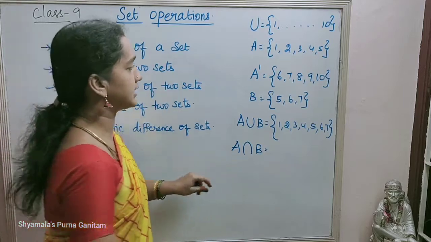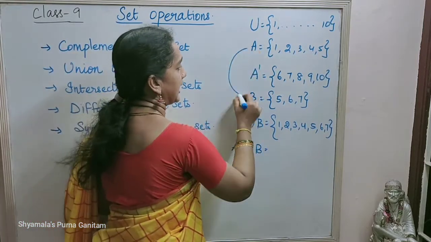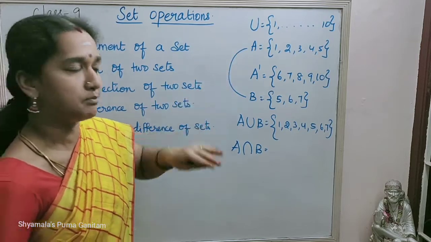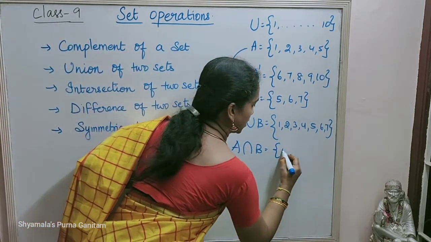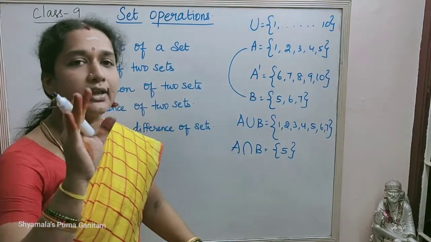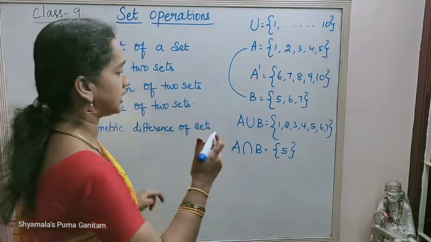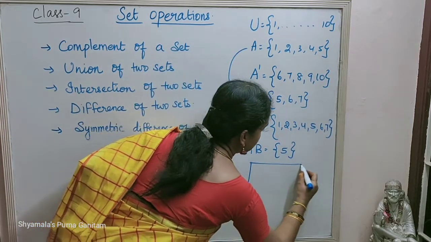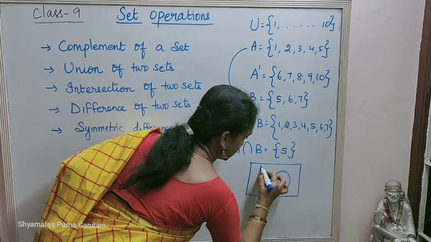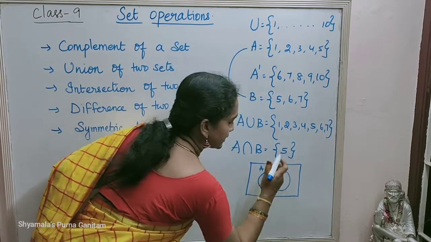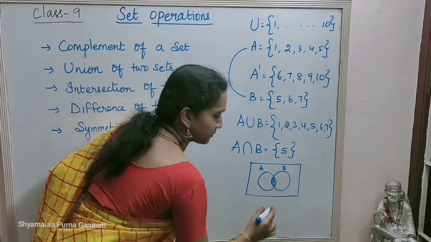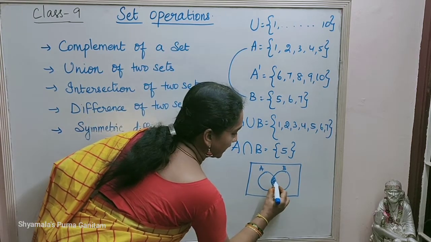So A intersection B. When you take A intersection B, the common element between A and B, that is called the intersection. So in this given question, only 5 is the intersection part. So that 5 only is the A intersection B element. If you take this as A and this as B, this 5 is common to both. So we'll be representing it in this part. So we will write this 5 here.